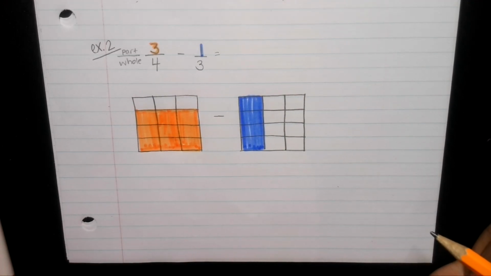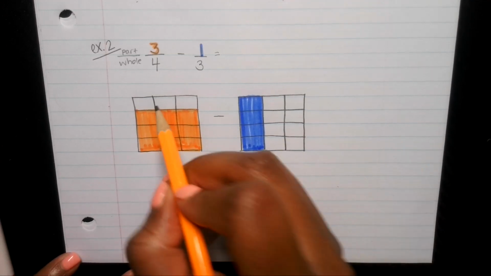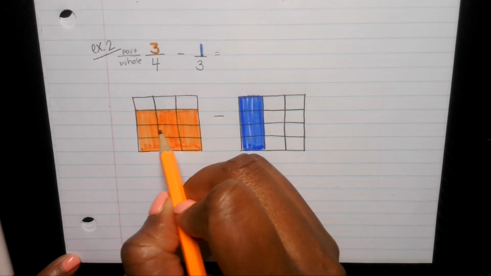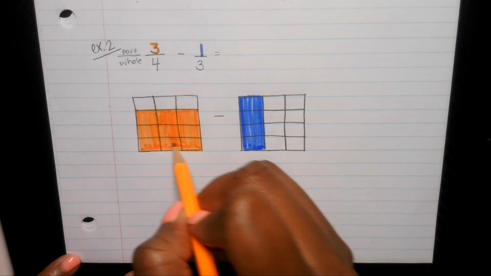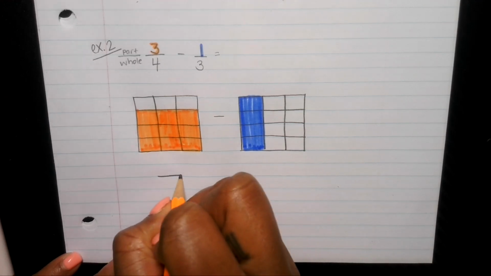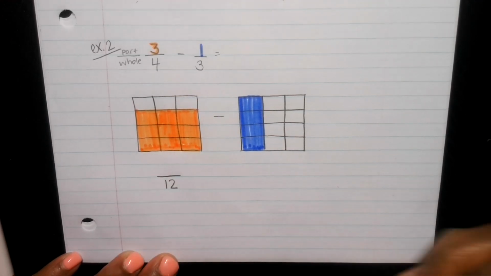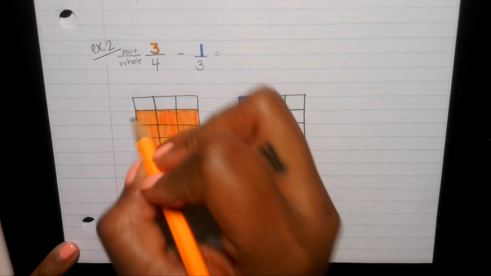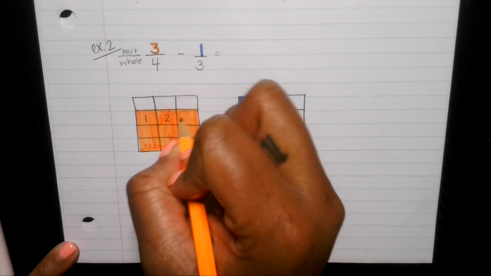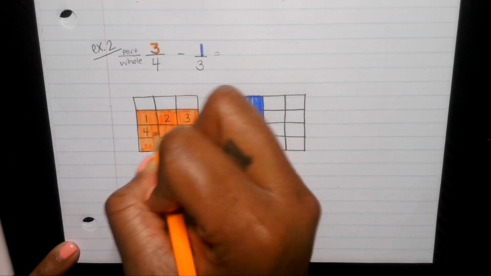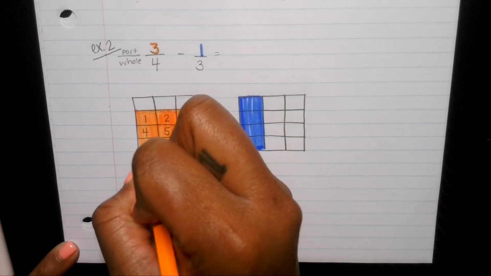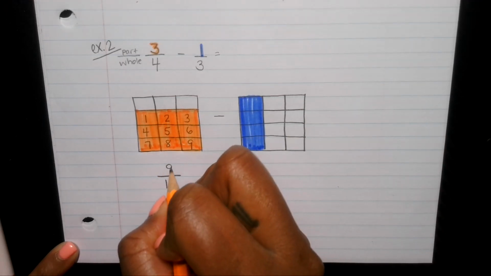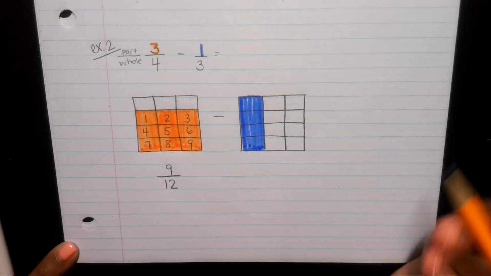Okay, now let's count how many total squares we have. 1, 2, 3, 4, 5, 6, 7, 8, 9, 10, 11, 12. That 12 becomes our whole. That's our denominator. How many do we have shaded out of the 12? Let's count. 1, 2, 3, 4, 5, 6, 7, 8, 9. So this becomes 9, which is our part that is shaded out of the 12.